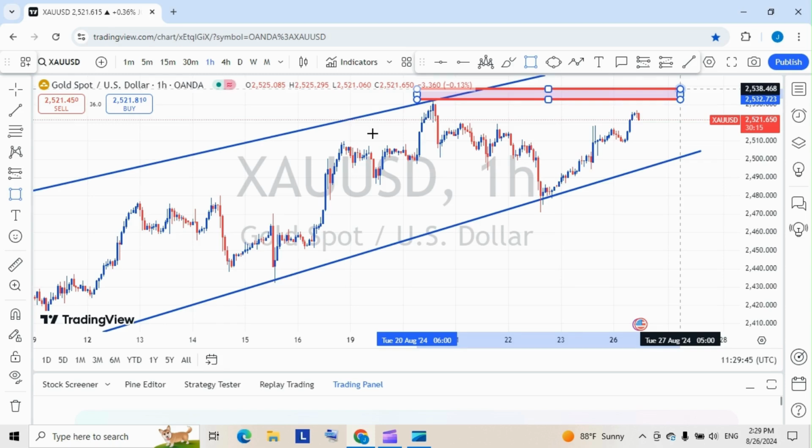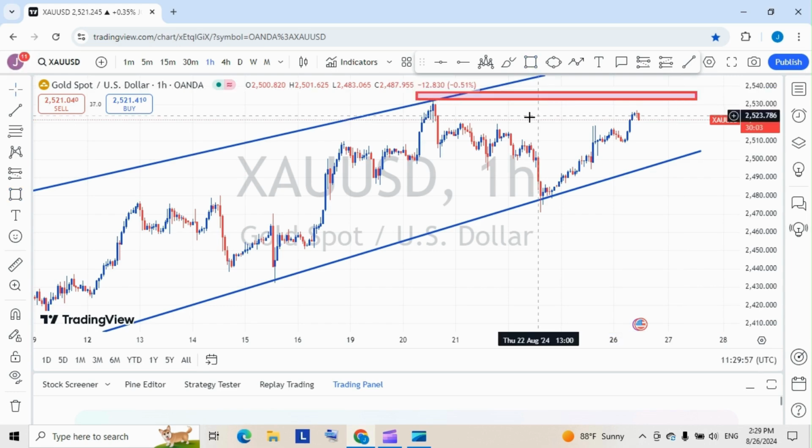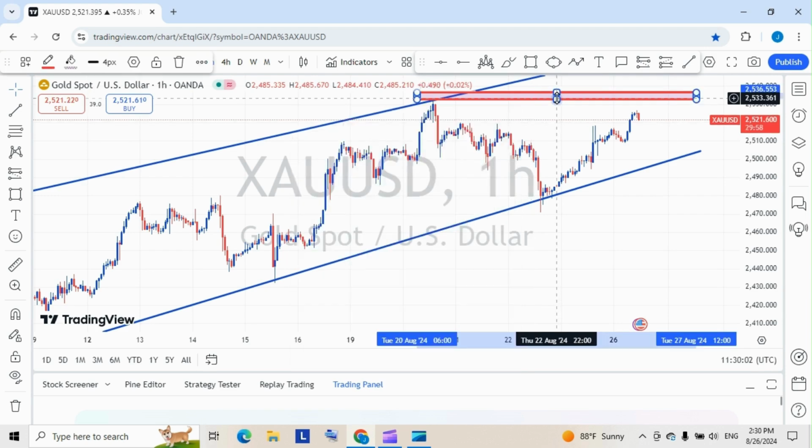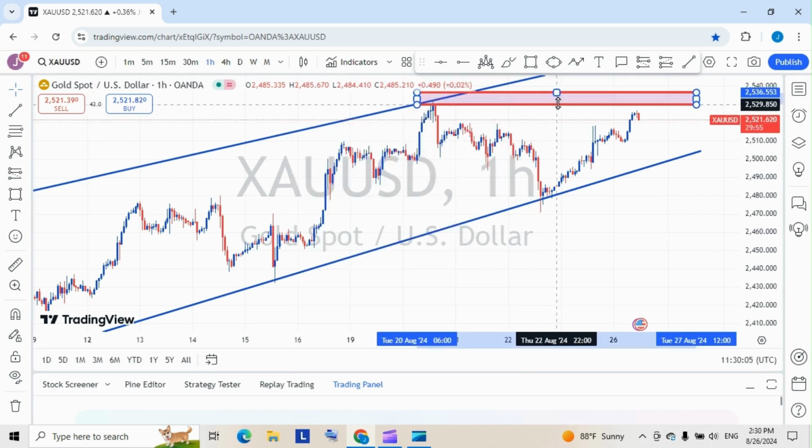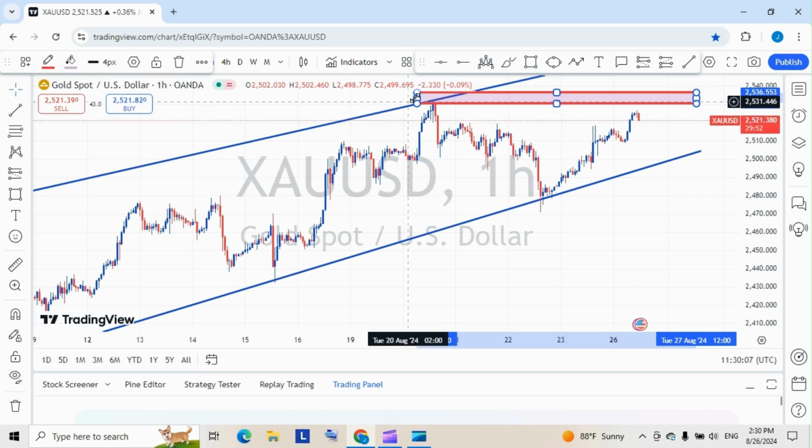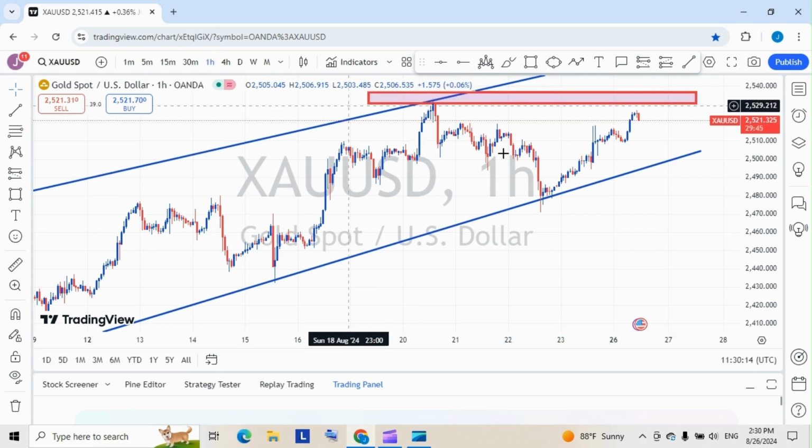Okay, so let's just wait and see. One thing you need to know about drawing this is you must make sure the wick is completely covered. The wick at the top is completely covered. Why? Because price has moved to that point, so there is a possibility of price moving to that point again in the future.